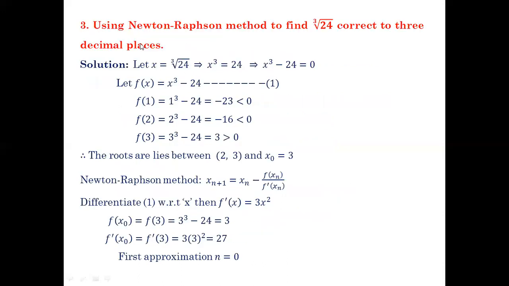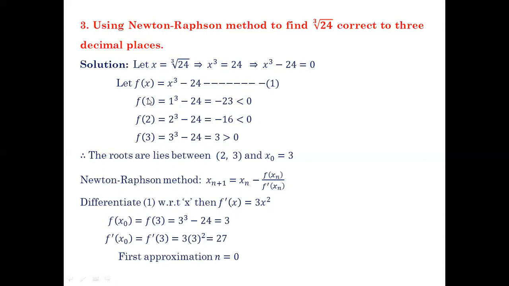The next example, using Newton's-Raphson method to find cube root of 24 correct to 3 decimal places. Therefore, I call x is equal to cube root of 24. So cubing on both sides, x cube is equal to 24. That implies x cube minus 24 equals 0. Let f of x equals x cube minus 24. I call this equation number 1.